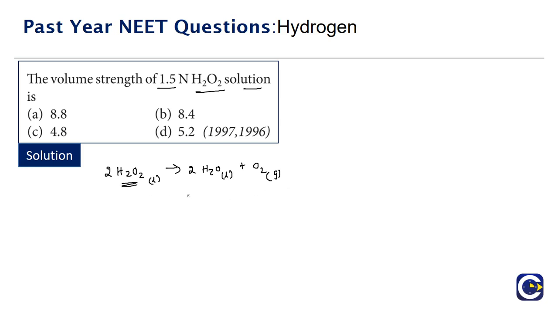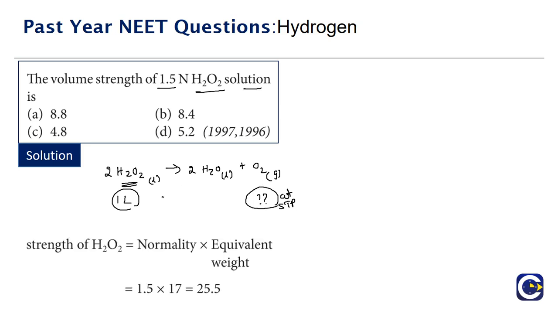Now H2O2 is a liquid. If you take 1 liter of H2O2 liquid, how many liters of oxygen gas at STP will be produced by the dissociation of 1 liter of the H2O2 solution? That is what we call the volume strength. So volume strength is how many liters of oxygen gas at STP will be evolved when 1 liter of the H2O2 solution is dissociated.